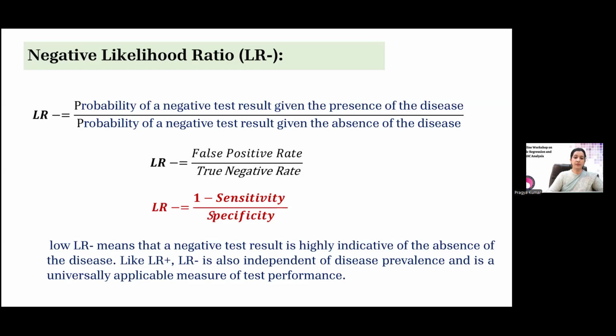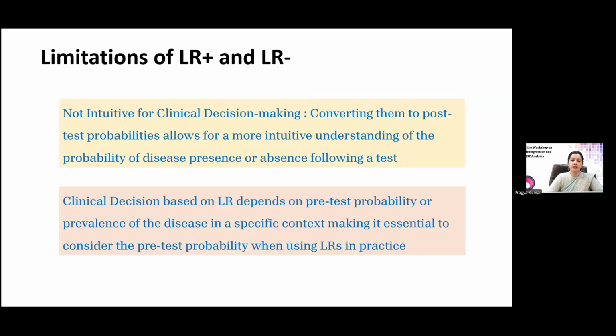Negative means that the negative result is highly indicative of the absence of the disease. So again, we are using this because it is independent of the disease prevalence and it is universally applicable as a test performance measure. But again, what are the limitations and the values? Generally, we say that the value of the LR positive should be more than 10 for a good discriminatory test, and a test should have a value of less than 1 for the LR negative.